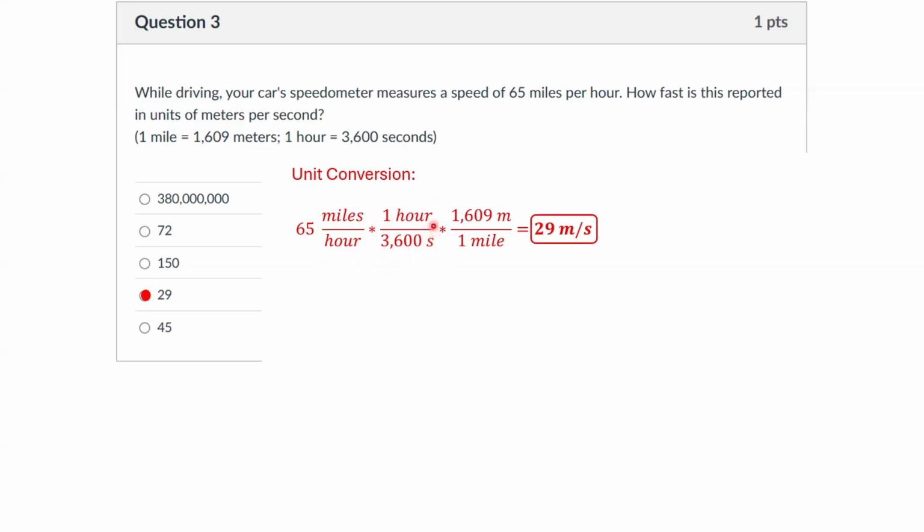And then we can also multiply by a second conversion factor that deals with the miles, the conversion factor that says 1,609 meters equals 1 mile. Put the meters up top, put the miles in the bottom. Miles will cancel with miles, and I will be left with units of meters per second. Run this through the calculator, 65 divided by 3,600. Take that result, multiply it by 1,609, and I should get 29 meters per second.